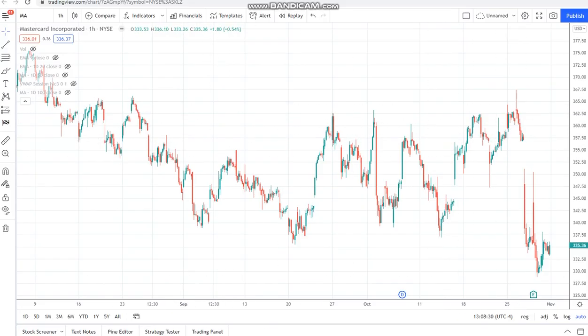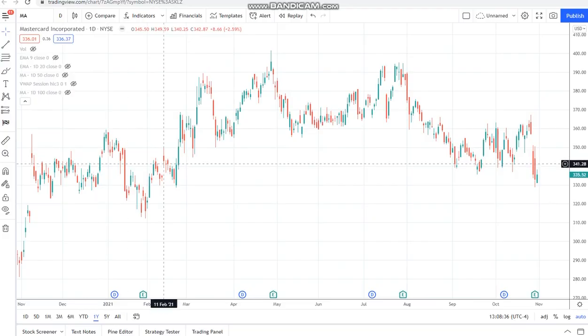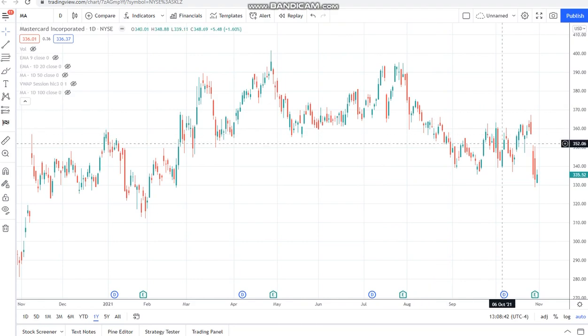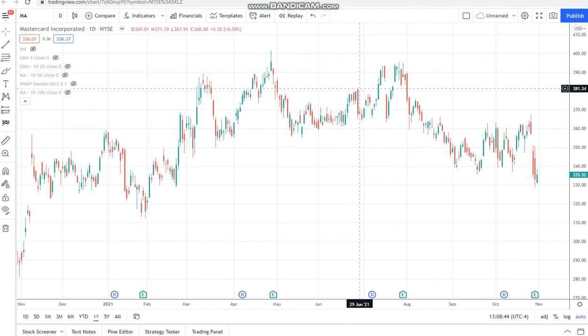Most of the time, what I'll do is click on 1Y. 1Y means 1 year. I'll just have a rough look. You can see that I don't know what this stock is doing. This is Mastercard, right? So not very clean. Don't know what it is doing. It's more of range bound.